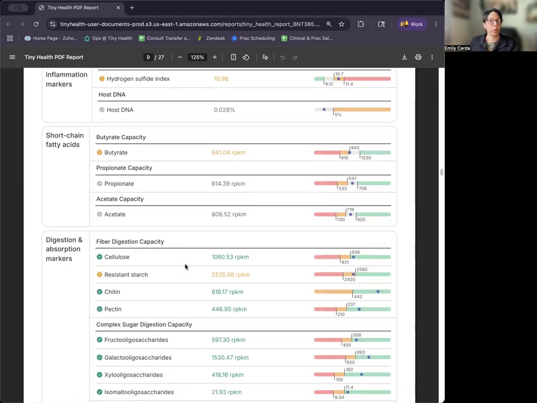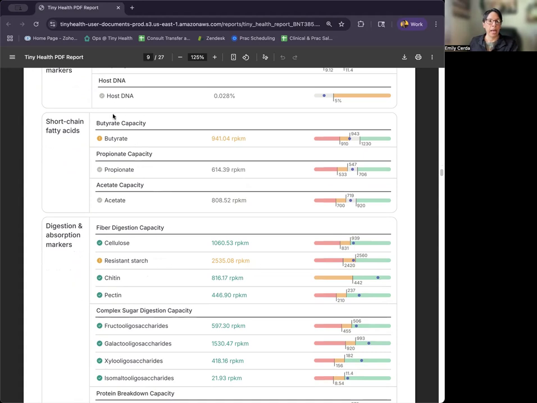Down below, we have short chain fatty acid production. And here you'll see the word capacity. So this is looking at the genes in the microbiome to see if the microbiome has the ability to create butyrate, propionate, and acetate. These largely hinge on beneficial bacteria and, of course, fiber intake.